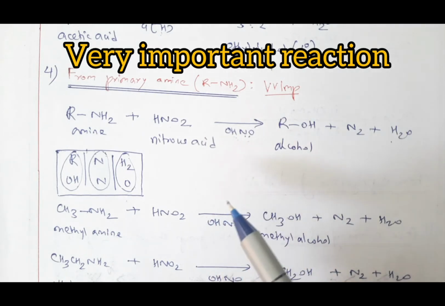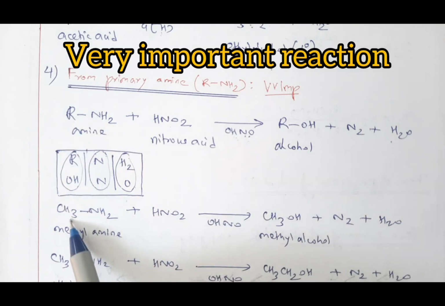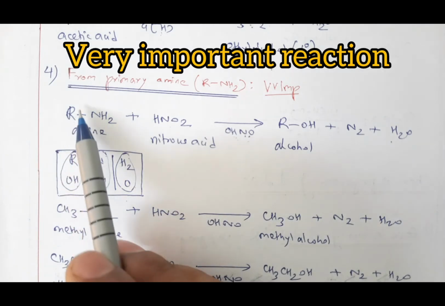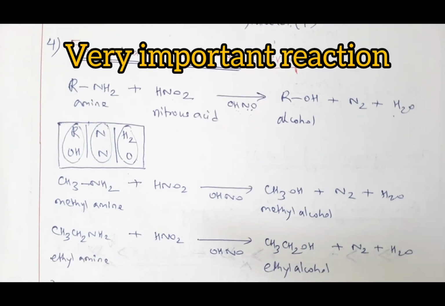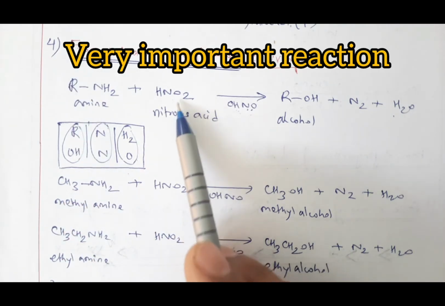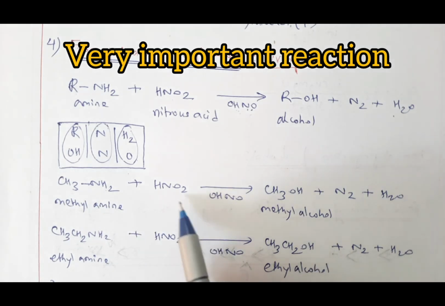Now let us see the particular example of it. I'll replace R with CH3, it becomes methylamine. If I replace R with CH2CH3, it becomes ethylamine. Both I am reacting with nitrous acid to convert amine to alcohol. And nitrous acid can be written as ONO.